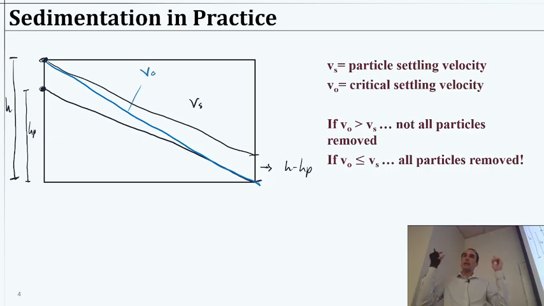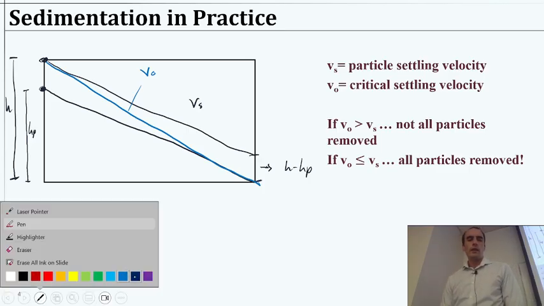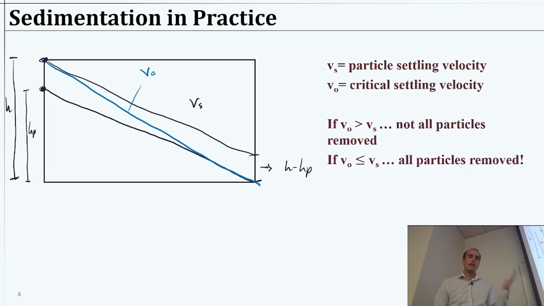That's the velocity at which particles will be removed by this reactor according to its physical design. If the design velocity is a larger number than our settling velocity, then not all of the particles will be removed. Vice versa, if the design velocity is smaller, definitely all of them are going to be removed, and we could even go further. We could remove smaller particles or slower particles.